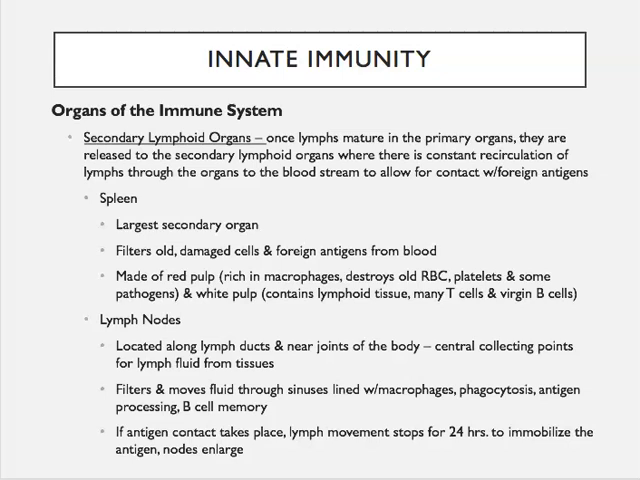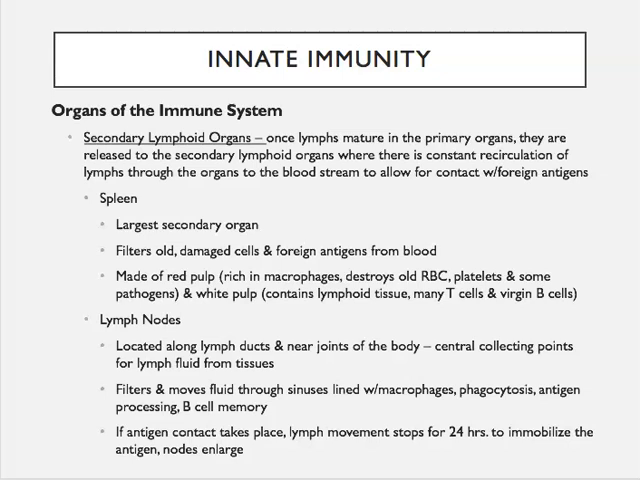If antigen contact takes place, which means our cells have come in contact with a foreign antigen on a foreign particle, lymph movement stops for 24 hours. The reason is that you've got this lymph fluid that's constantly in circulation, looking for foreign particles. If it comes in contact with one of those foreign antigens, the lymph fluid halts, it stops. And the reason for that is so that it can immobilize the antigen.